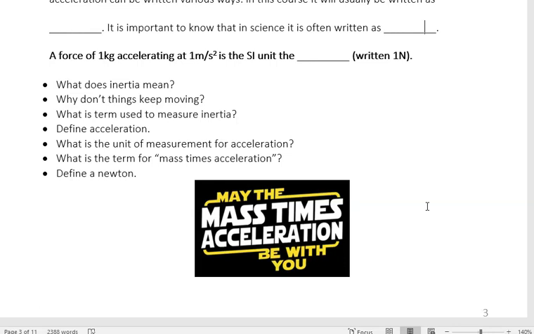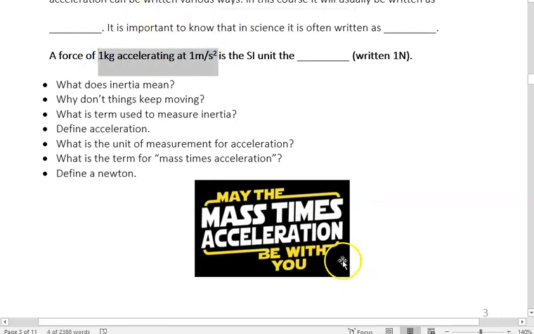What is the term for mass times acceleration? A bit of a clue for that one here. May the mass times acceleration be with you. Force, that's right. Okay, define a newton. Exactly right. 1 kilogram accelerating at 1 meter per second squared.